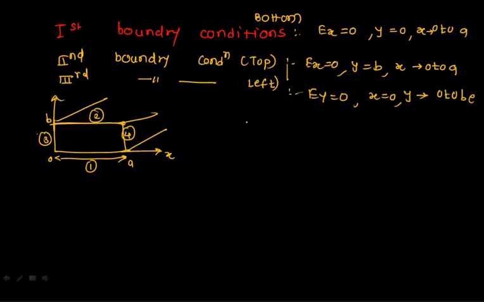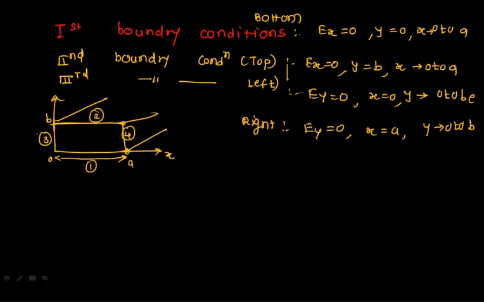What about the right boundary condition now? Now here the right boundary condition will have EY is equal to 0. Now if EY is equal to 0, here on the right side x is equal to a and y varies from 0 to b. So these are the 4 boundary conditions in which we are interested right now.